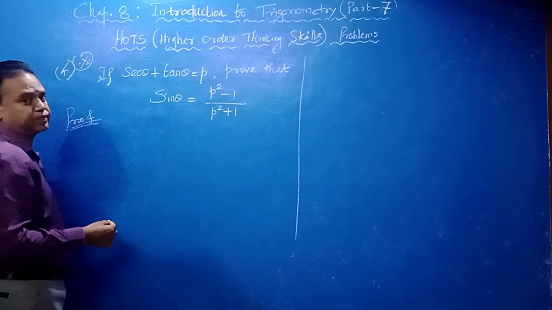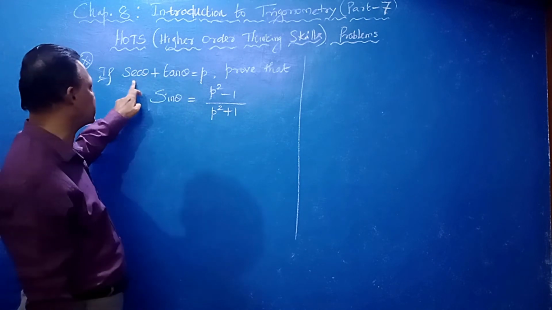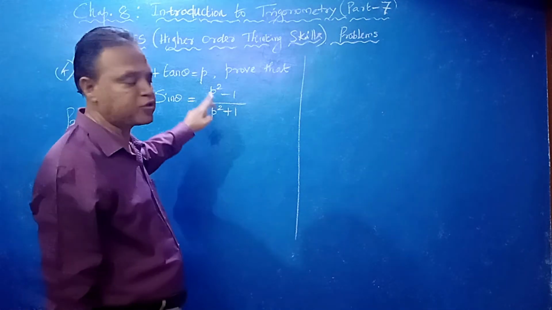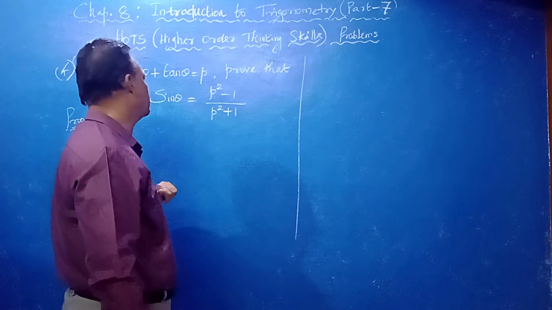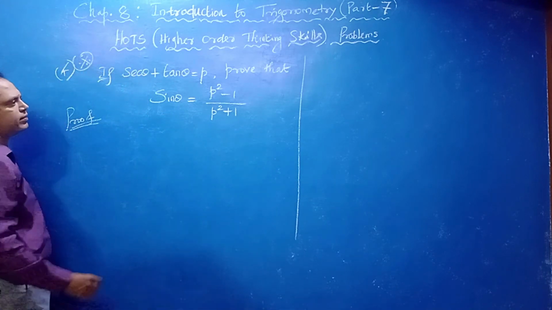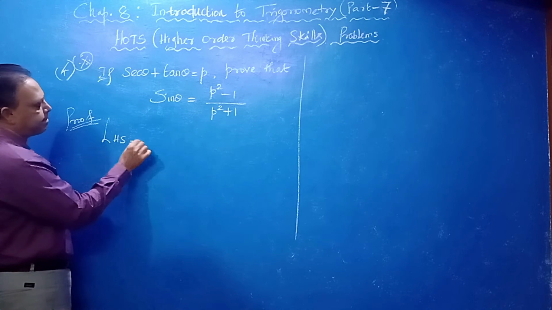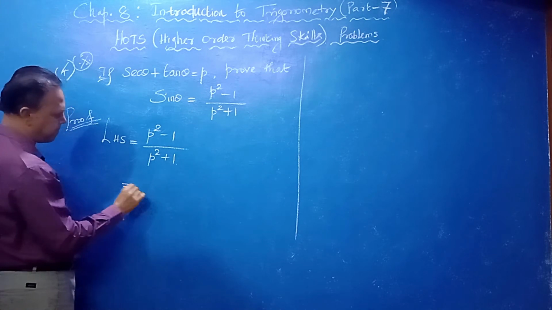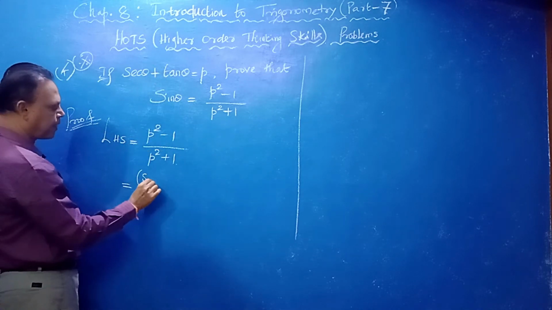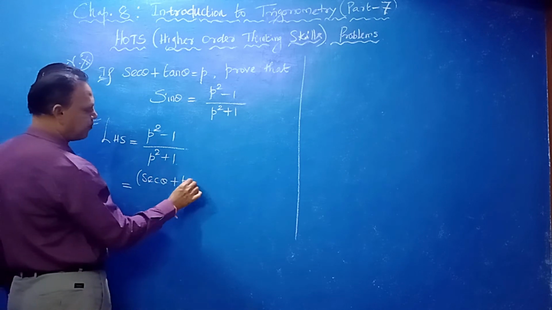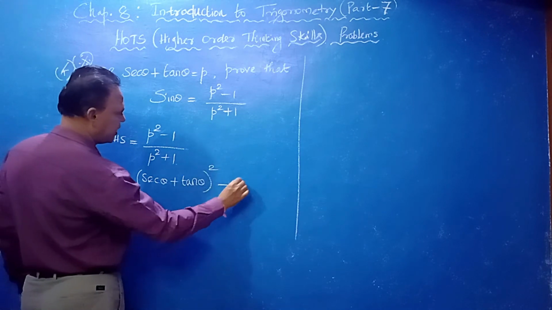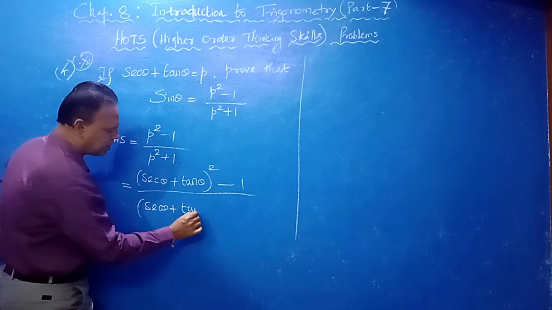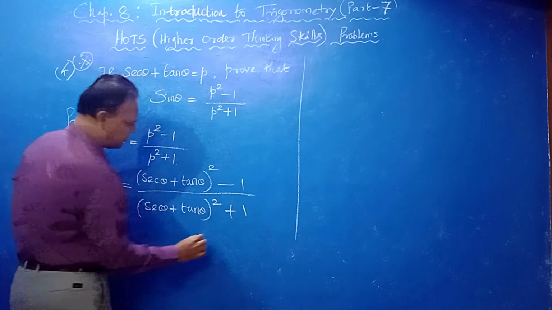Take right hand side, because right hand side here given is secant theta plus tan theta. Using this, the right hand side only you can use this. Okay, using this you have to find sin theta. That means LHS I am taking. Use this given: secant theta plus tan theta the whole square minus 1 by secant theta plus tan theta the whole square plus 1.